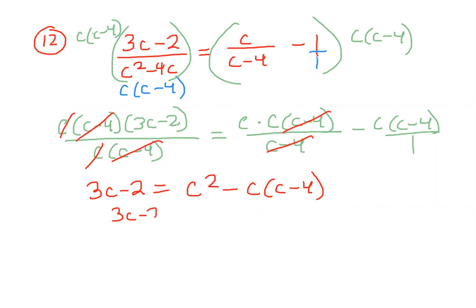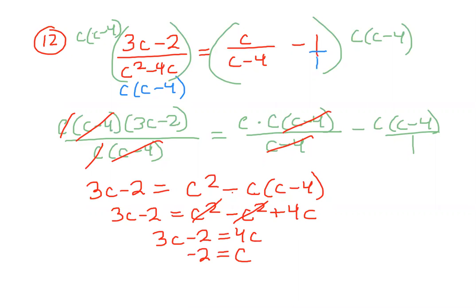Now we just have to get like terms together. Don't forget this becomes minus c squared plus 4c, because this is negative c times negative 4. Look at this. Those cancel, and we get 3c minus 2 equals 4c. So negative 2 equals c. And let's look to see what happens if we put a negative 2 in there. Does anything happen? Nope. So that's our answer. So that is how we are going to solve rational equations.